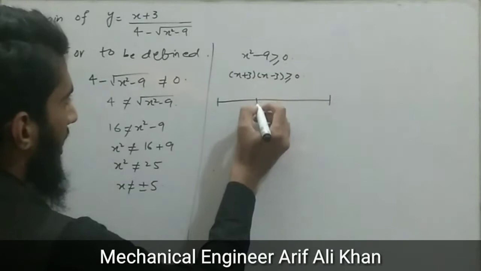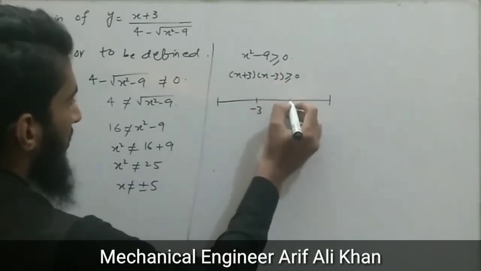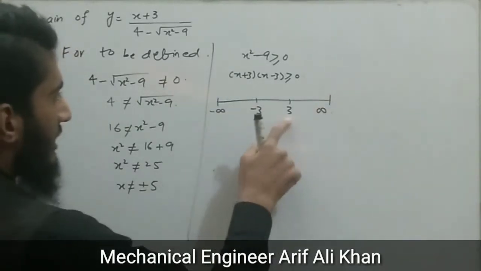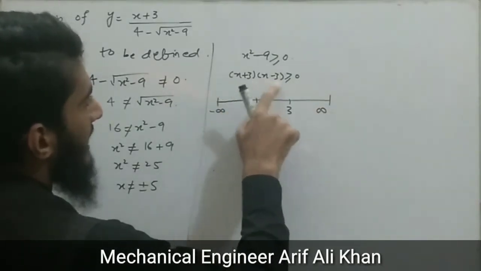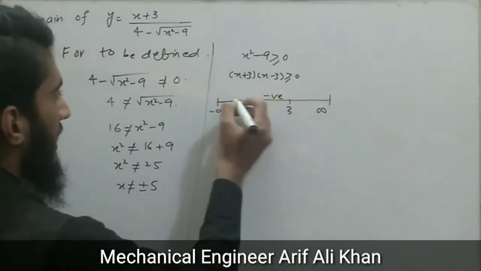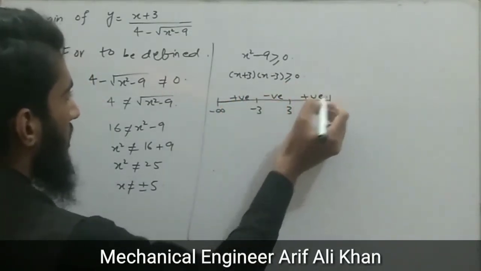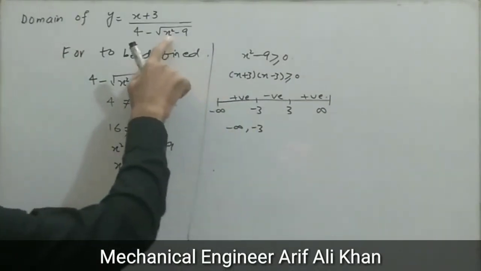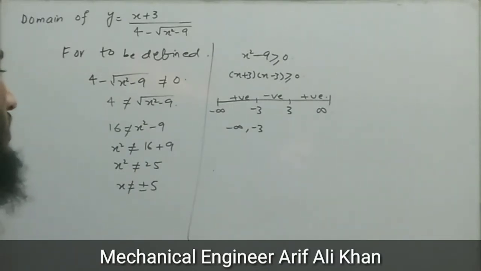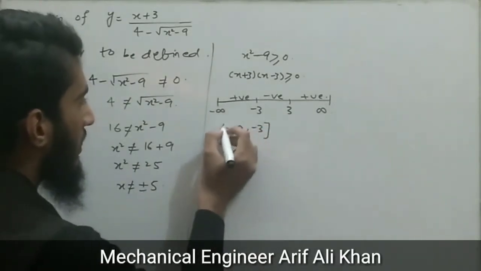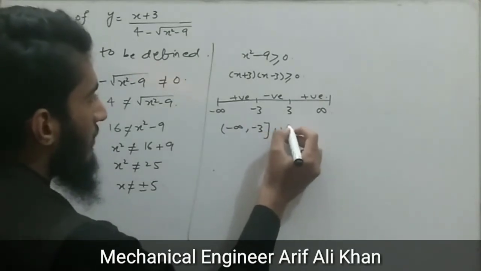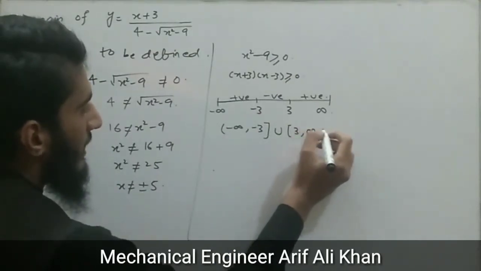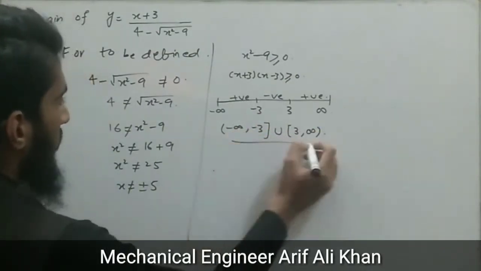Over here it gives us 0 by putting negative 3, and it gives us 0 by putting 3, and over here we have negative infinity, over here positive infinity. Now in this interval, if I put 0, it gives minus 9 greater than or equal to 0, which is a negative answer, and in this interval it gives positive values. So over here the solution will be minus infinity to minus 3. If we put 3 here, it gives us 0, which is a valid answer. So we write a closed interval here, and an open interval, union, with 3 closed because it can take 3, and an open interval with infinity. We have these two solutions.